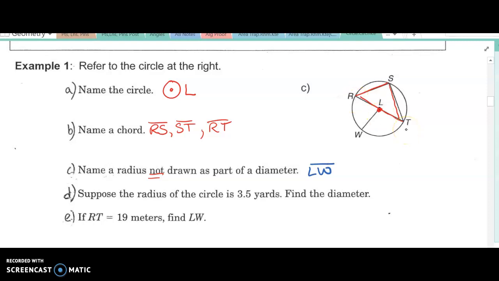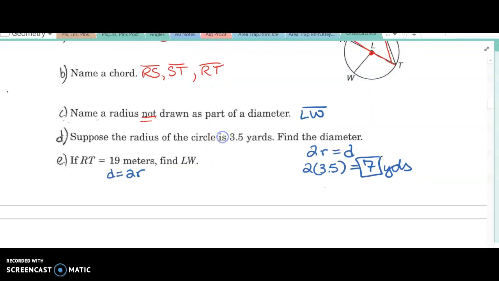Suppose that a radius of the circle is 3.5 yards. Find the diameter. So we know 2 radii equals the diameter. So 2 times 3.5, my diameter would be 7 yards. And then lastly, if RT, the diameter, is 19, what would LW be? Well, we know that the diameter is equal to 2 radii. So if my diameter is 19, then 2 times a radius is 19, so we divide by 2. We get 9.5 for the radius.